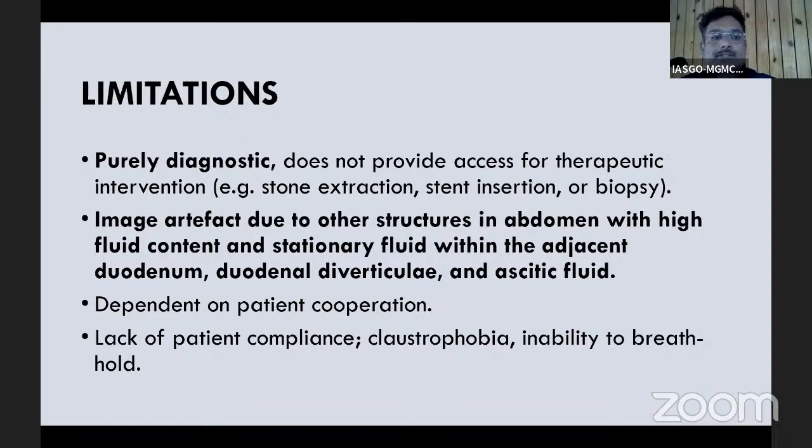There are a few limitations. First, it is a purely diagnostic examination, and there can be a lot of artifacts because of the high amount of fluid in the abdomen in the form of ascites or increased fluid in the bowel loops, which can make the images suboptimal. And MRCP depends a lot on patient cooperation.